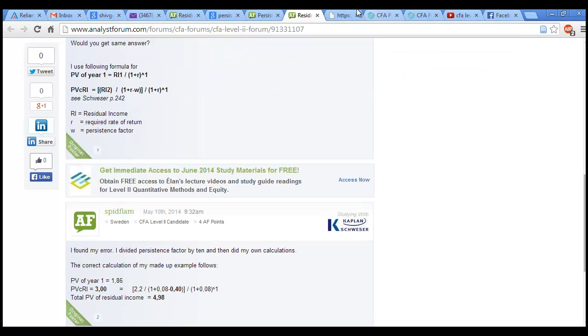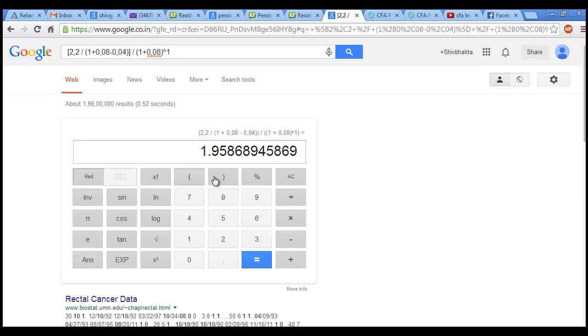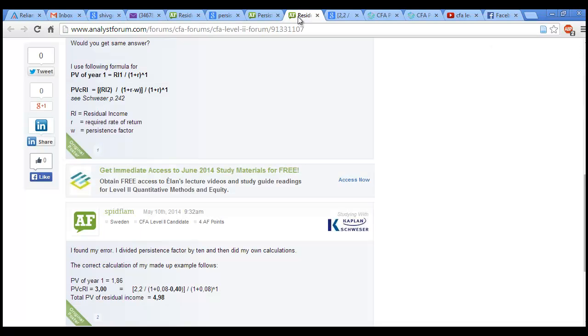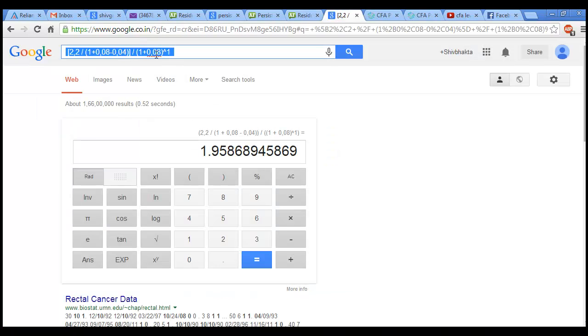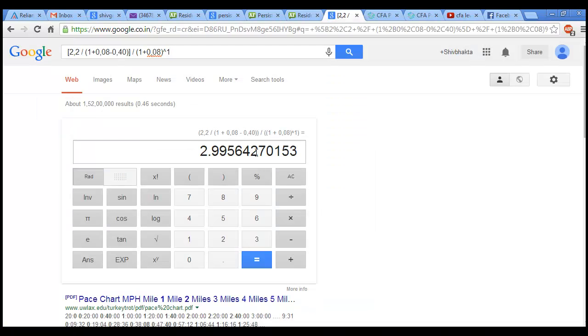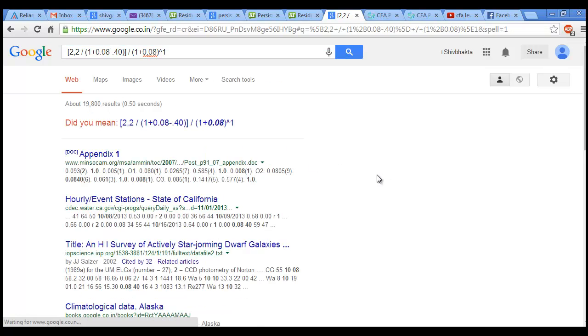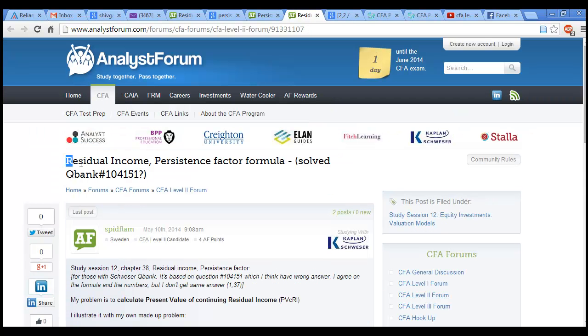This is how you are going to look at it, and there are some other questions that you can check. Let me just check the numbers for you. So this comes out to be 1.95. Let me check this. Probably some problem with the bracket. Okay, yes, this comes out to be what we are looking for. If you closely observe here, this 2.2 divided by 0.8 minus 0.4, and then you bring it all the way down. So this is one way to do the questions of residual income with a persistent factor.